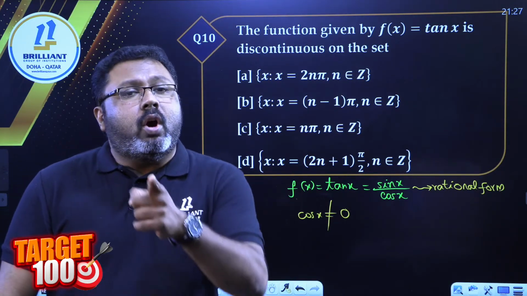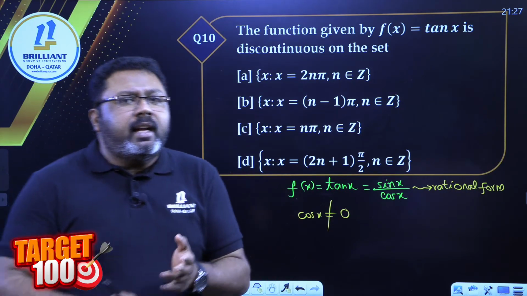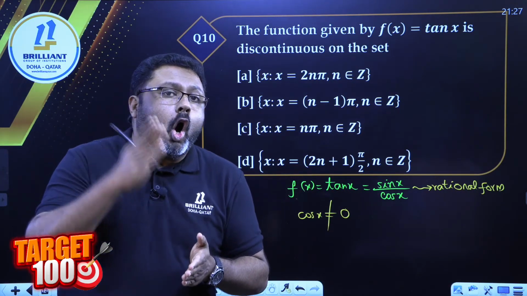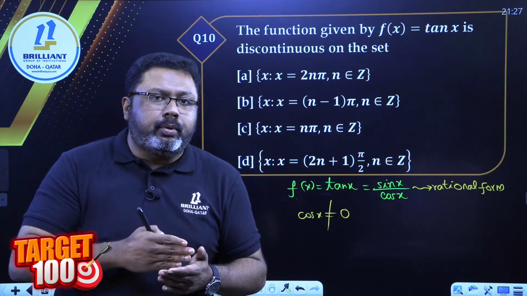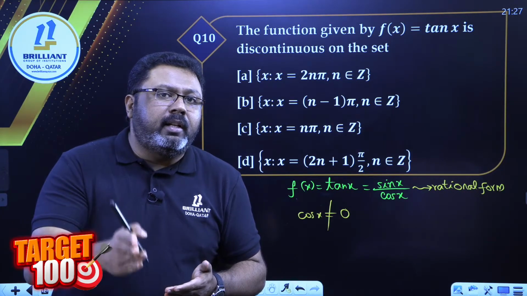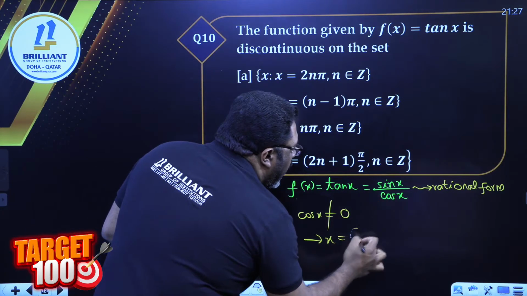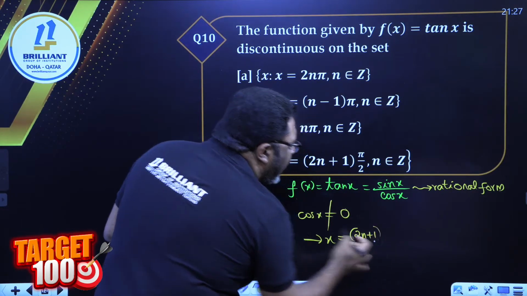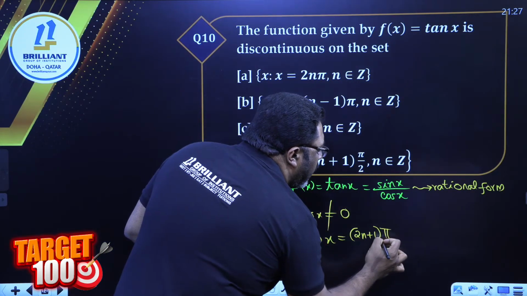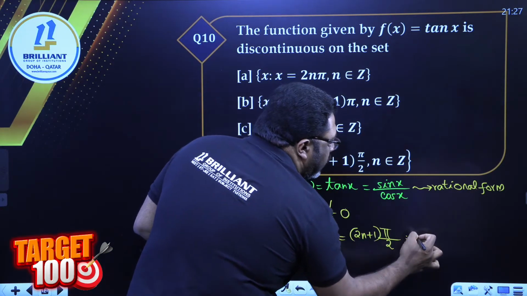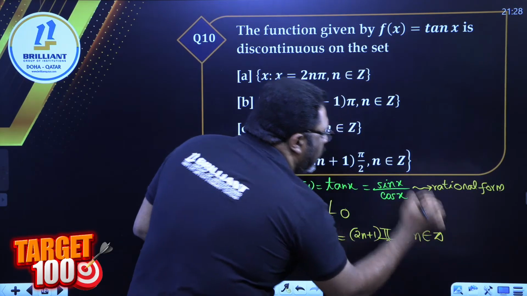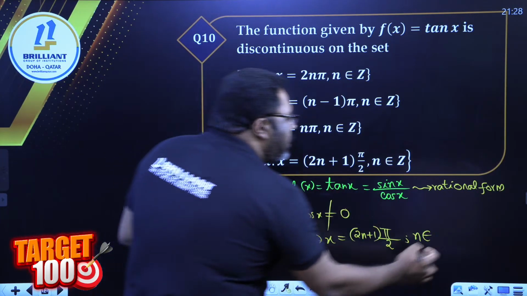The next value is cos 5 pi by 2. Do you see that these are all odd number multiples of pi by 2? That implies x is going to be an odd number. 2n plus 1 represents odd number multiples of pi by 2, where n belongs to an integer.